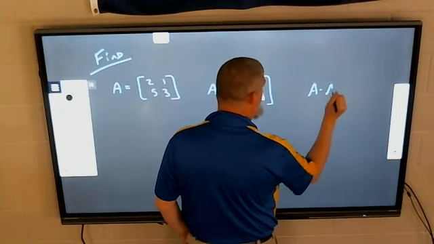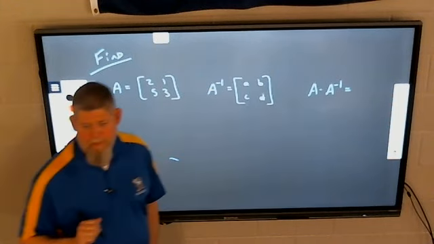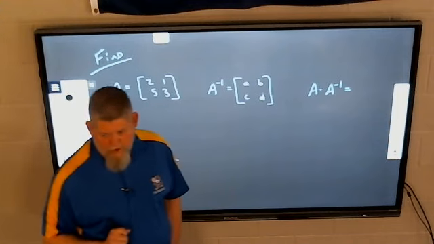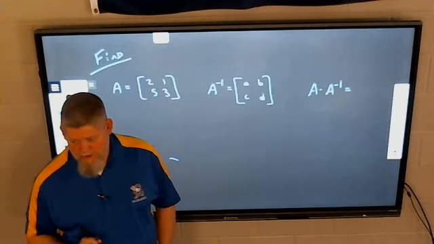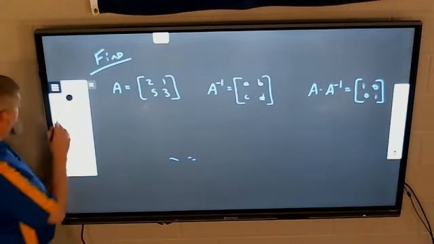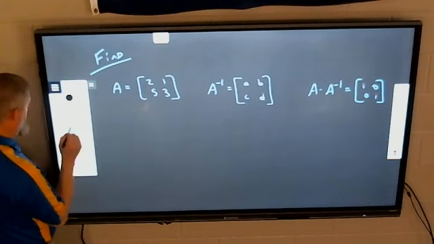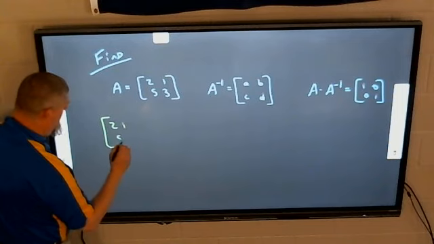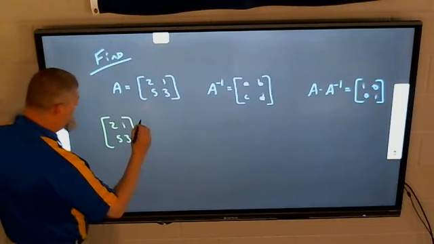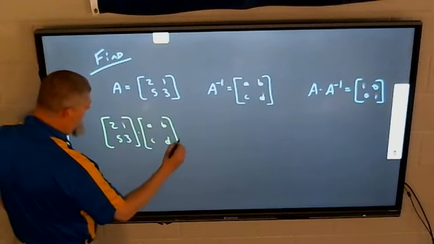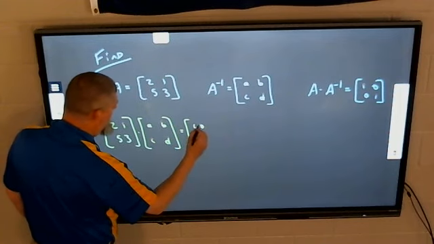Now, if I take A times its inverse, what am I going to get? The identity element. I'll say the identity of a 2 by 2 matrix: 1, 0, 0, 1. So let's take 2, 1, 5, 3 times A, B, C, and D, and that's going to be equal to 1, 0, 0, 1.